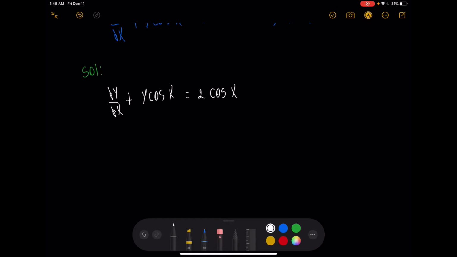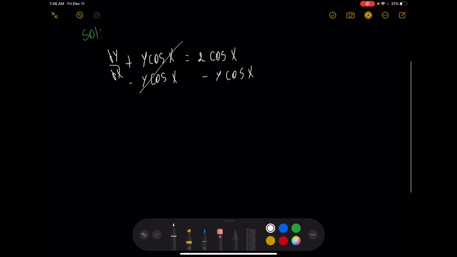Okay, so what I'm going to start by doing is isolating my dy/dx. So I'm going to subtract y cos(x) from both sides, and this is going to go away, right? So now we have dy/dx equal to 2 cos(x) minus y cos(x). Okay, nice.